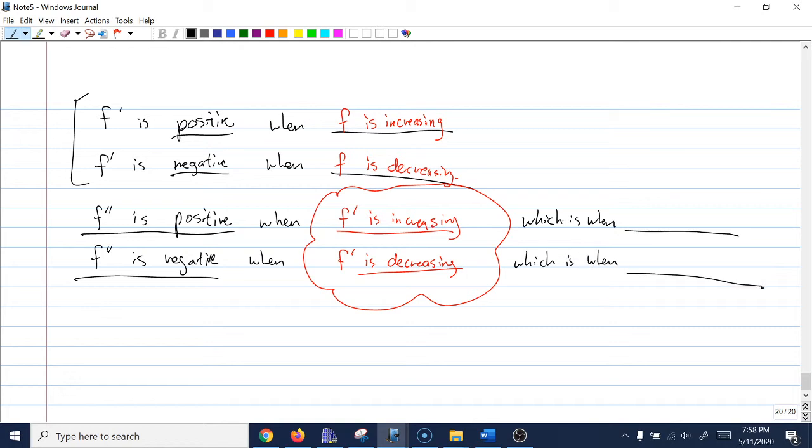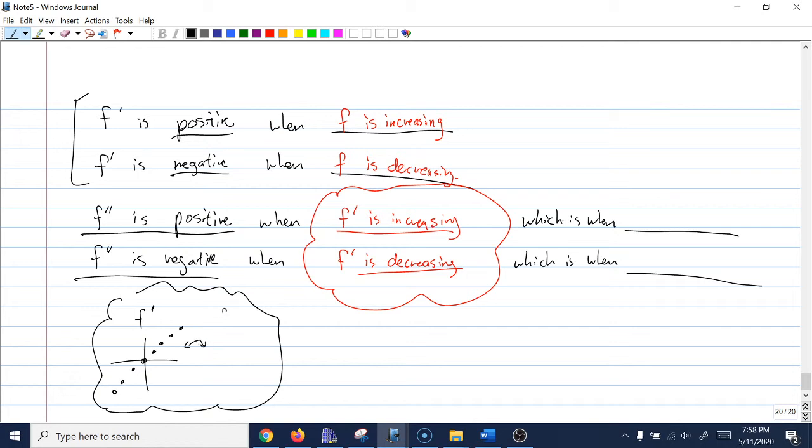What I want to do is, what does it look like when f prime is increasing? Well, there's two ways a thing can increase. You can increase by being negative and then getting less negative, or maybe then hitting 0, or you can be positive and then more positive. I want to think about if f prime looks like this, what does f look like?